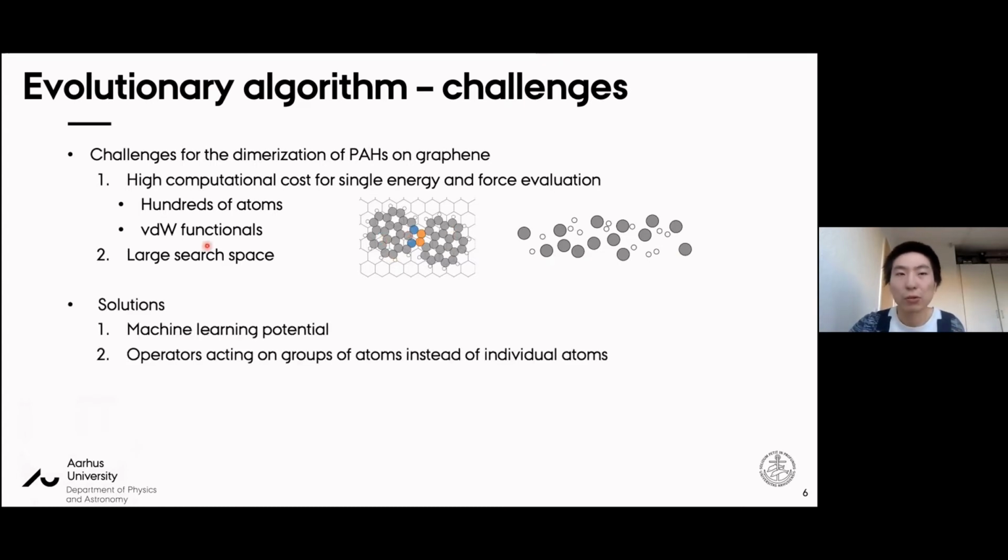To address the first issue, we can use a machine learning potential to solve the computational cost problem, just as Darius had mentioned. And for the second problem, we use another operator to propose the promising candidates. This is what I have developed.